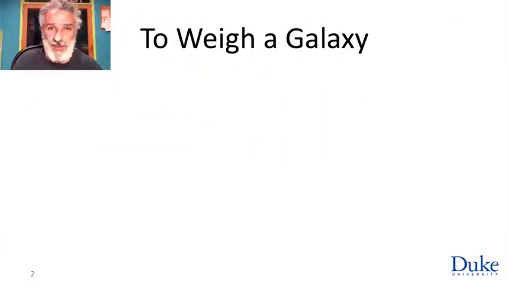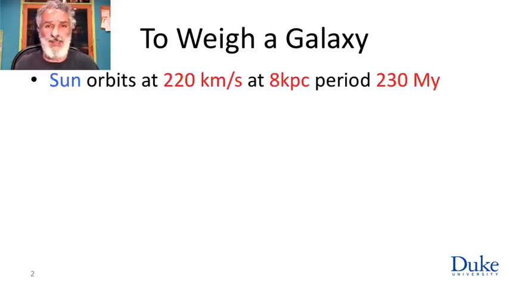You just need something to orbit it. If only we had something orbiting the Milky Way. Oh yeah, we do. We orbit the Milky Way. So all we need is the orbital parameters of the sun, and you'd think that's an easy problem. In fact, it's a lot trickier than you think.